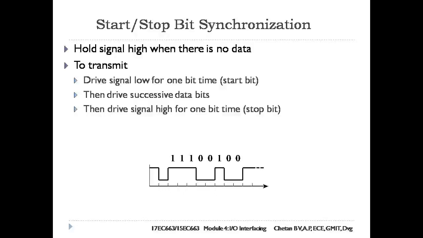At the receiver side, the receiver is idle as long as the signal is high. The receiver prepares to receive the data after detecting the start bit. The receiver waits for successive bit times until all data bits are received, shifting each bit into the shift register. The receiver uses the stop bit time to return to the idle state.